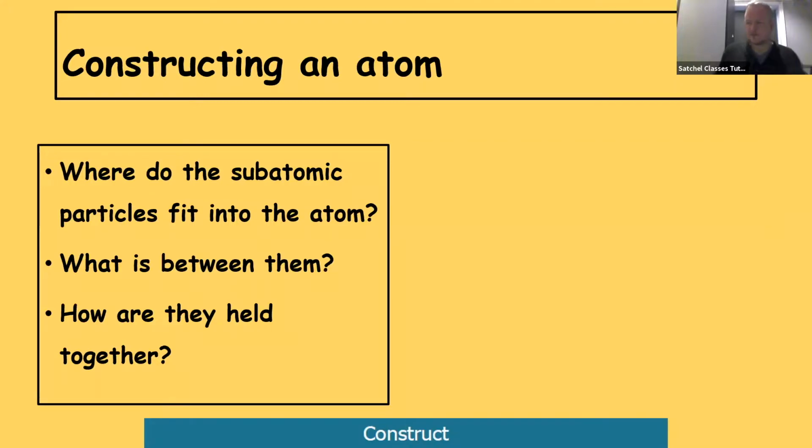First off, it helps to recap the idea of what's going on in an atom. Where do the subatomic particles fit into the atom? What's between them? How are they held together? Now, we've talked about different models in the past. You would have discussed this in your own GCSE physics class, and you'll know about early models, the plum pudding model, the Rutherford model, and the adaptations that were made to it for the Bohr model.